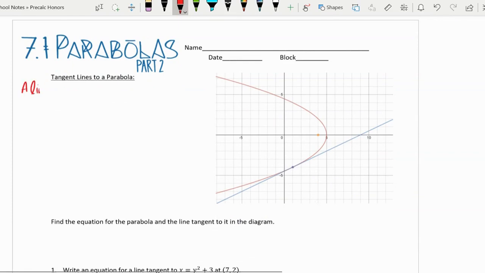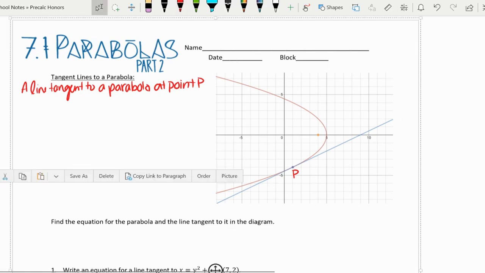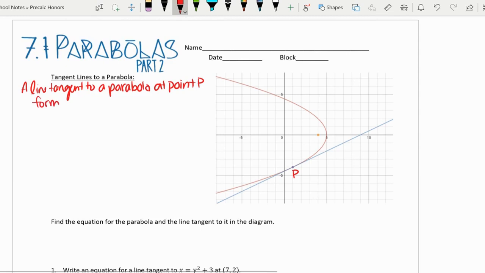So I'm going over here. We will have a line tangent to a parabola at point P. And I'm going to label in this picture, this would be our point P. That's our tangent point. And a characteristic that this makes is it will form an isosceles triangle with a couple segments. And here's the characteristics that define that.